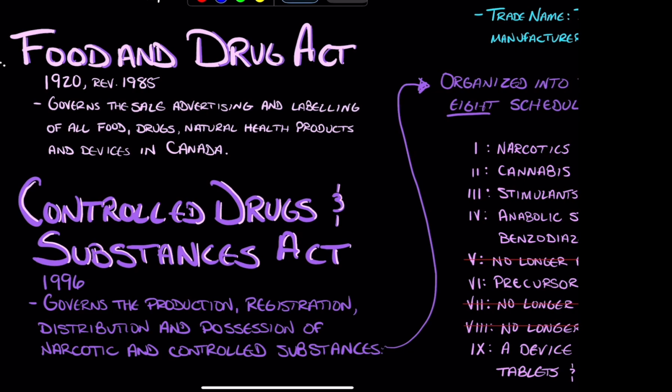So the Food and Drugs Act was developed in 1920, and it governs the sale and advertising of foods, drugs, and any kind of products and devices in Canada. It had some revisions done in 1985, but it's the overseeing act. So that's what decides how much caffeine can go in an energy drink, or who can buy energy drinks, that kind of stuff. They oversee the sale of anything that's a food or a health product.